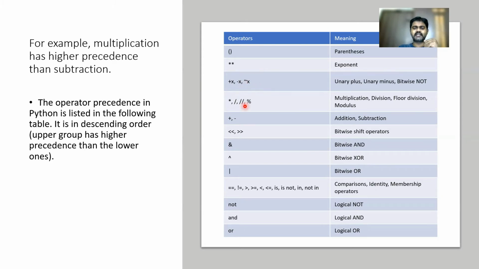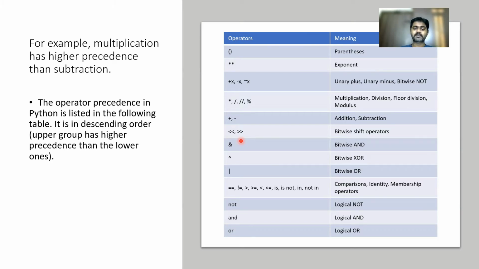Next to that, we have division, multiplication, floor division, and modulus. These four have the same priority. Then plus and minus, addition and subtraction. These two have the same priority. Then bitwise shift left and shift right. These two have the same priority. Next bitwise AND, next bitwise XOR, next bitwise OR. And we have comparisons, identity, and membership operators. All of these have the same priority.